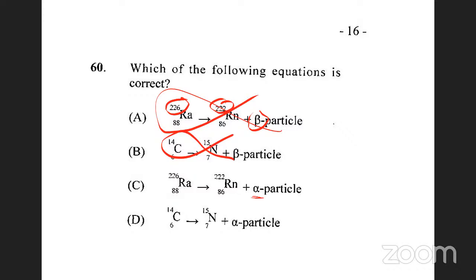How much in mass number? What's the mass number of alpha? 4, right? So the mass number will drop by 4. So the only one that did that is C. So you have to remember those things: mass number drops by 4, atomic number drops by 2. So the answer is C, not E.